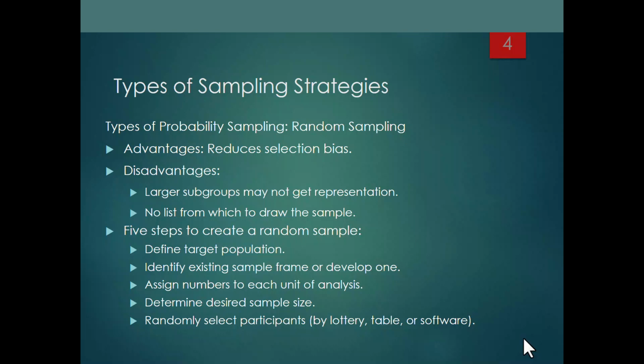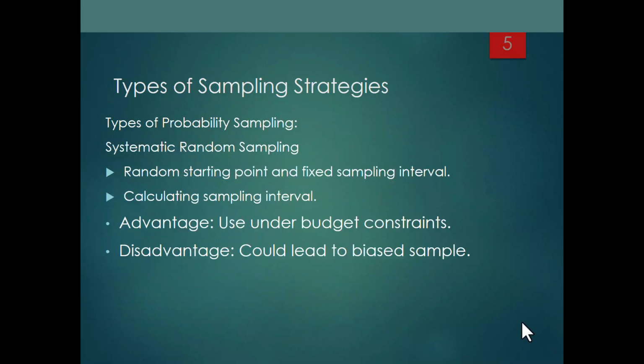You want to assign numbers to each unit of analysis. You want to determine your desired sample size. So it's important to know the sample size that you intend to use, and then randomly select participants either by using the lottery, the table, or a software.